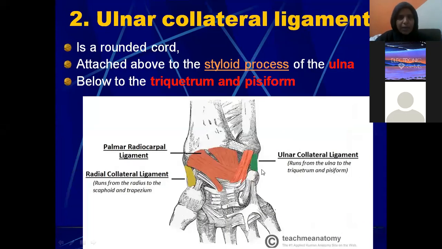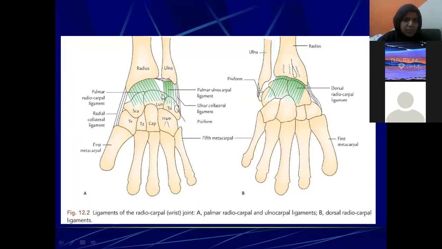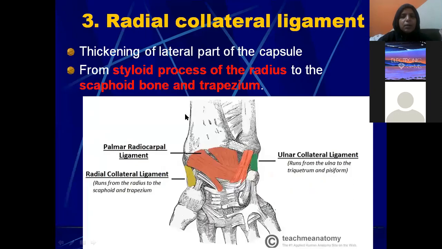The ulnar collateral ligament is something like a rounded cord attached above to the styloid process of ulna, below to the triquetrum and pisiform. Radial collateral ligament is again a thickening on the lateral aspect, extending from the styloid process of the radius to the scaphoid and trapezium. If you can practice this picture and remember these labelings, you can write in your own words better. This is Vishram Singh's picture, what you are seeing: palmar radiocarpal and dorsal radiocarpal ligament. This is ulnar collateral ligament and this white is the radial collateral ligament.